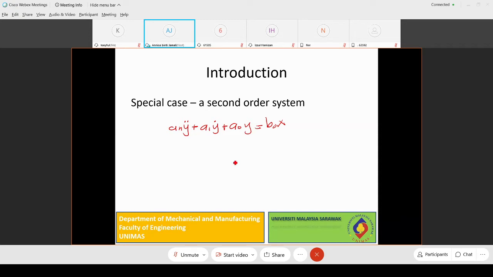So this one is common in a vibration system. The y here is the output, x here is the input, right? And y double dot represents the acceleration, y dot represents the damping from velocity, and y displacement comes from the stiffness of the spring, right?